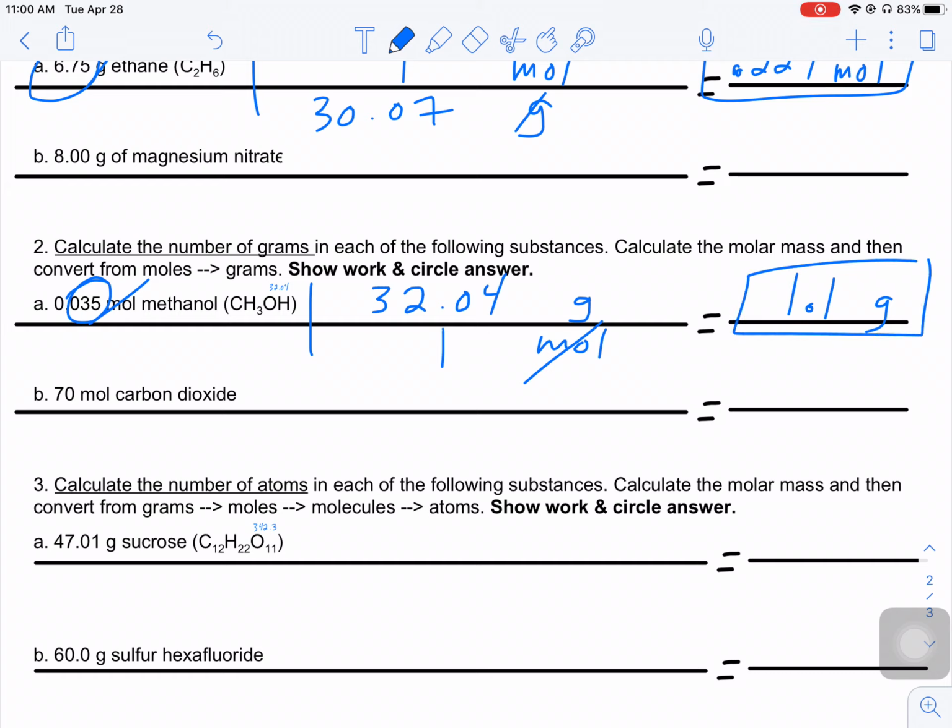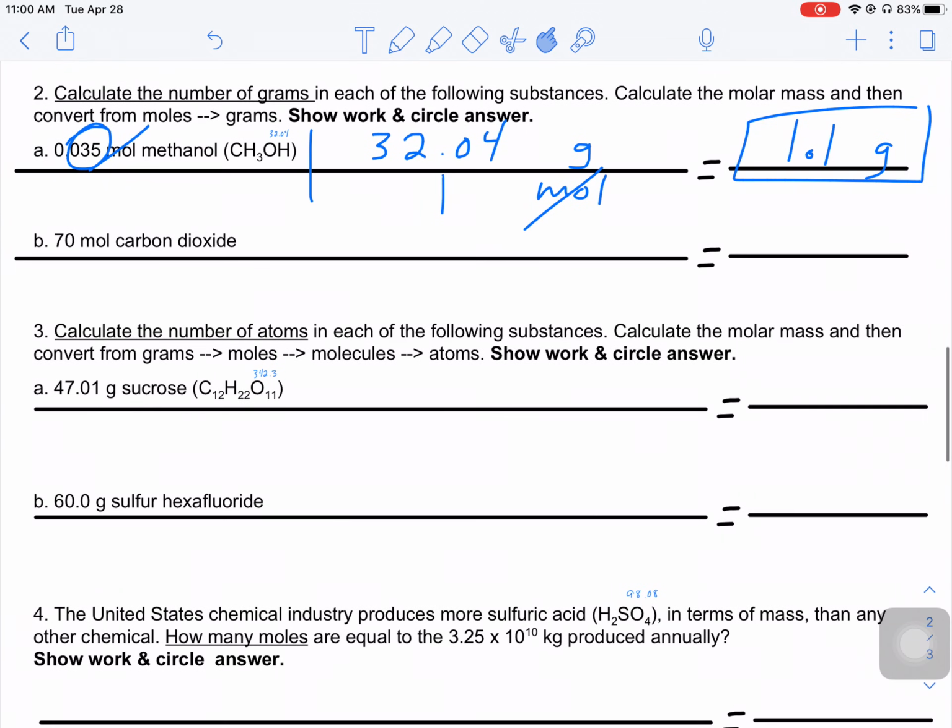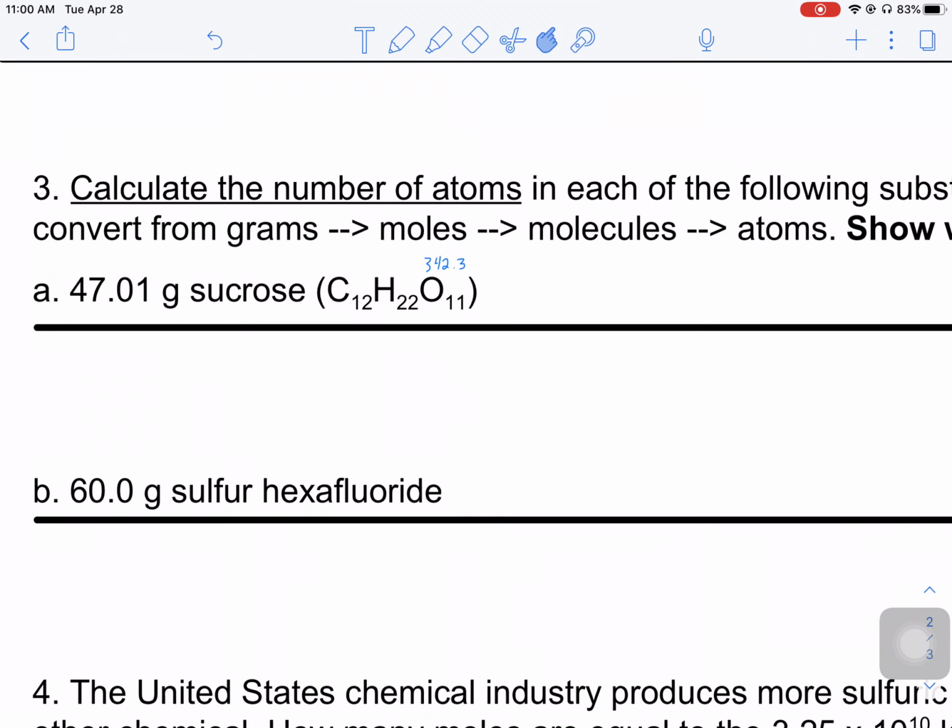Okay? All right, next one's going to be a little bit more complicated because now we're going to have to use Avogadro's number, and we're going to have to go from grams to moles to molecules to atoms, okay? And it can be a little tricky, so I'm going to do a couple examples here. All right, so step 1, we're going to go from grams to moles. And in order to do that, we need the molar mass of sucrose, okay? And I already calculated ahead of time. 12 times 12 for carbon, 22 times 1 for hydrogen, and 11 times 16 for oxygen adds up to 342 grams per 1 mole.